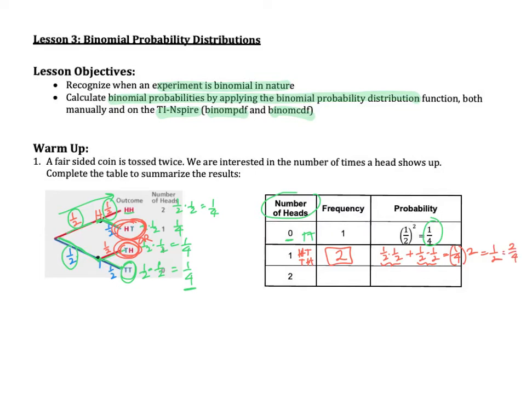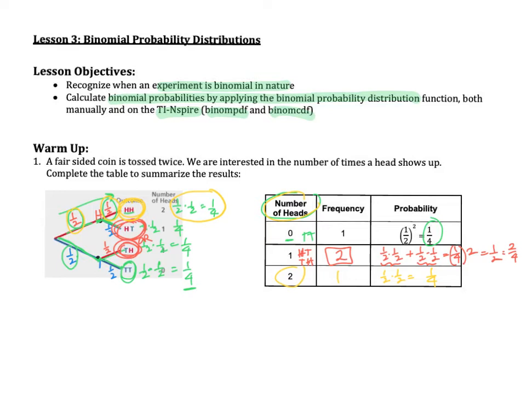What is the probability of getting 2 heads? Well, there's only one option here. 1/2 chance to get a heads on the first flip, 1/2 chance to get a heads on the second flip. So there's only one option, so that was 1/2 times 1/2, or 1/4.